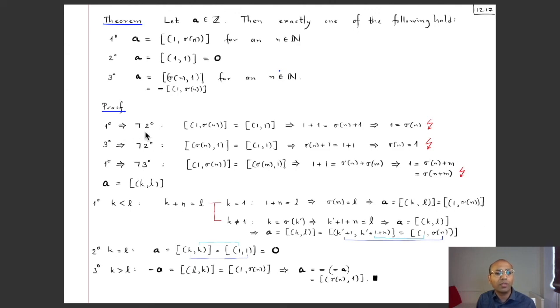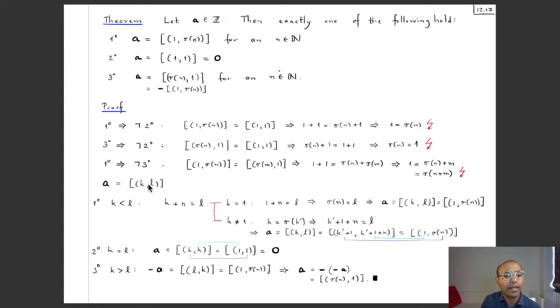And by the contrapositives, we also know that if 2 holds, then 1 does not hold. If 2 holds, then 3 does not hold. And if 3 holds, then 1 does not hold. Okay, so this means that each of these is mutually exclusive. Okay, so at most one of these statements can hold. And now let's prove that one of them has to hold. The integer A is an equivalence class. So let us suppose that it contains an ordered pair [k, l].